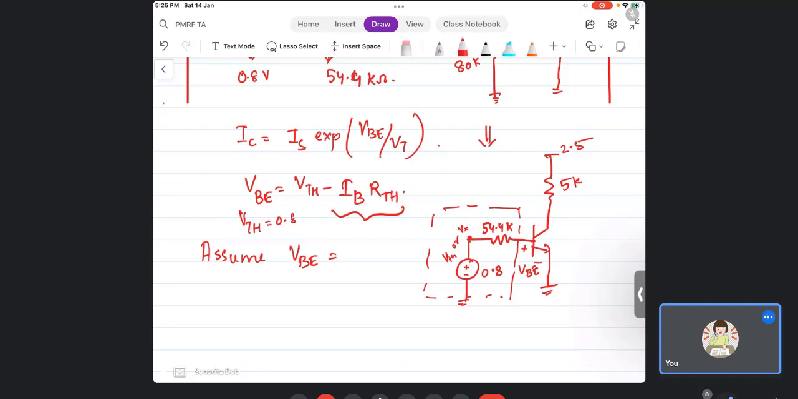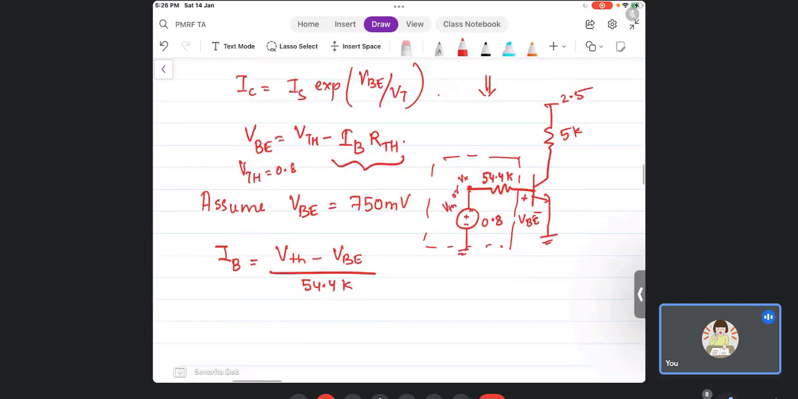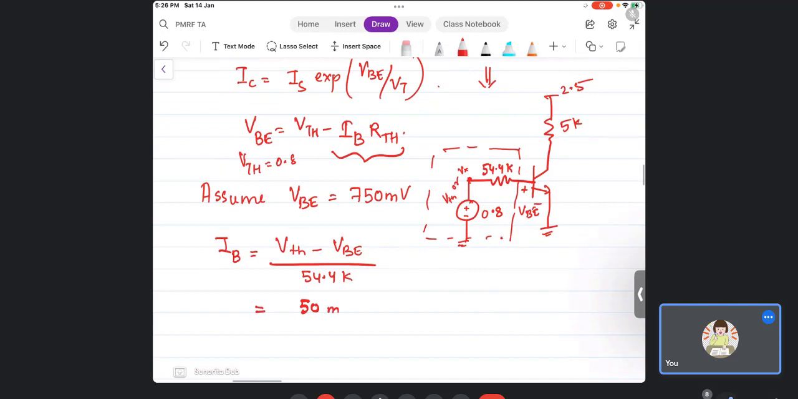0.8. So let us say it is 750 millivolts, 0.75. Now can you find IB? How will you find IB? IB is (VTH minus VB) by 54.4K. Please put in the values. So 50 millivolts by 54.4K. Solve it. You will be getting 0.919 microampere. Please do it till now and then tell me. After that I will proceed.